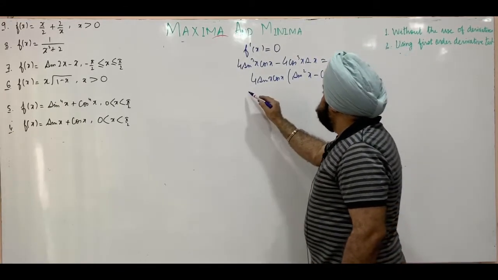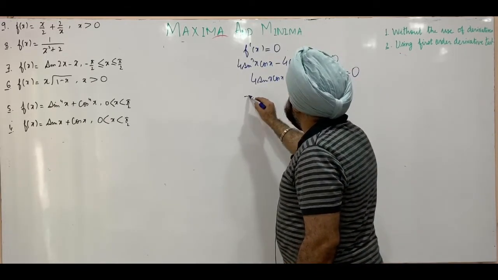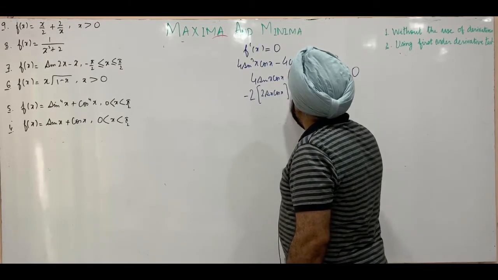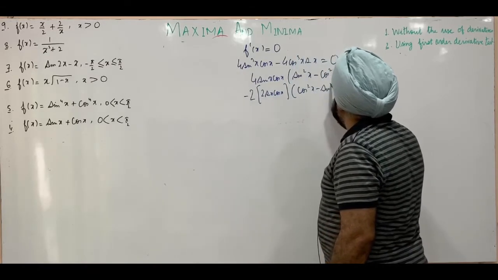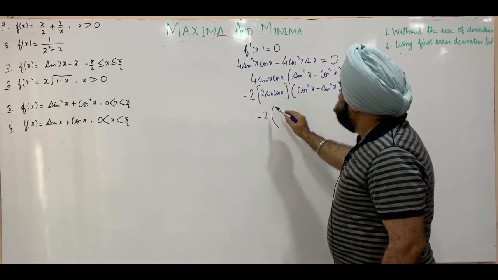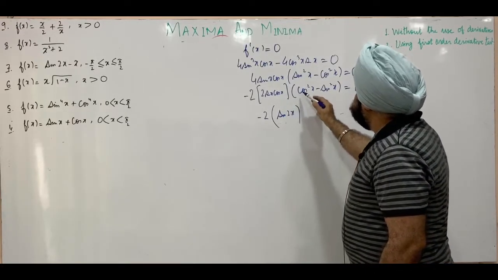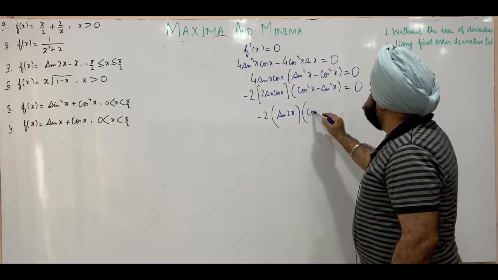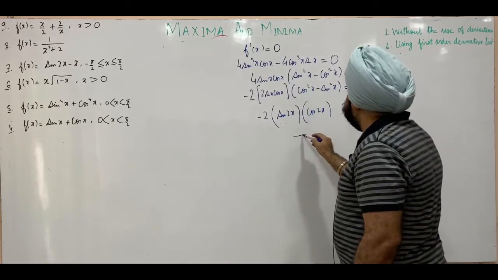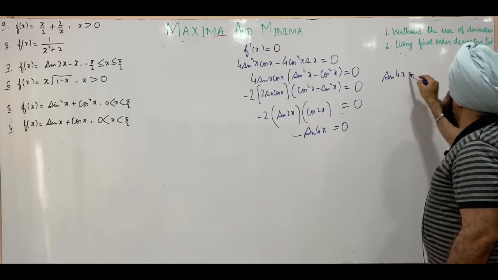This can be written, let's take minus 2 common from this, minus sign common from this. This is minus 2 into 2 sin x cos x, and this is cos square of x minus sin square of x after taking minus sign common. This is minus 2 sin x cos x, this is sin of 2x, and cos square x minus sin square x, this is cos of 2x, this is equal to 0. Minus 2 sin 2x cos 2x, this is minus sin of 4x is equal to 0, that is sin of 4x is equal to 0.